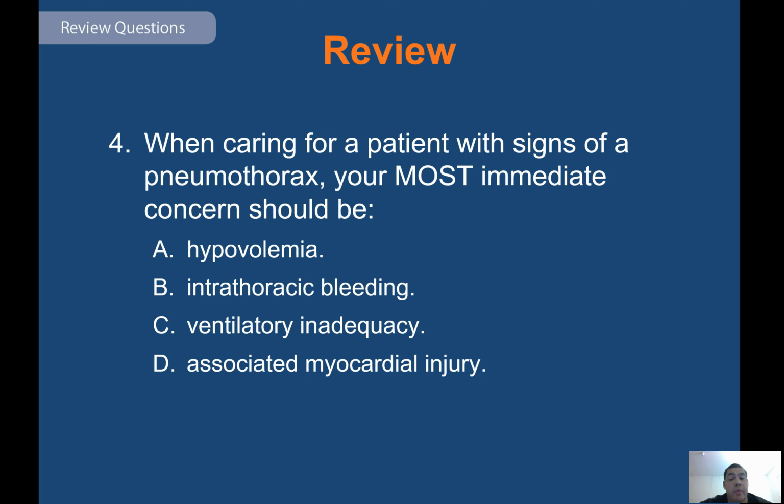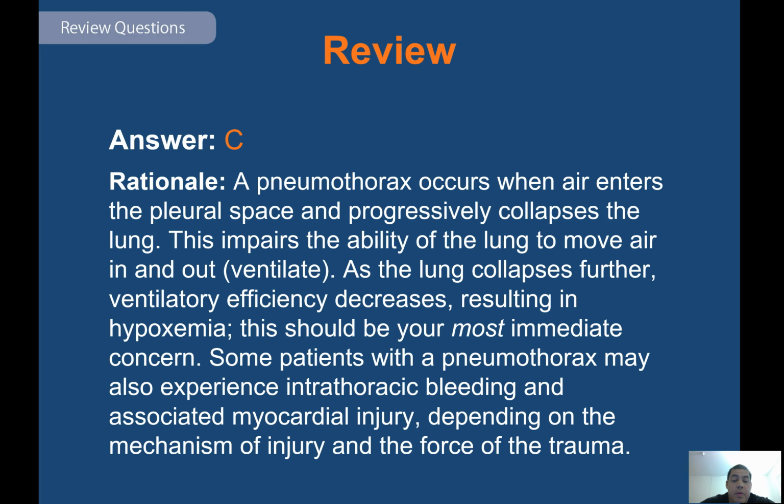When caring for a patient with signs of pneumothorax, your most immediate concern should be what? So C, a pneumothorax occurs when air enters the pleural space and progressively collapses the lung. This impairs the ability of the lung to move air in and out and ventilate. As the lung collapses further, ventilatory efficiency decreases, resulting in hypoxemia. This should be your most immediate concern. Some patients with a pneumothorax may also experience intrathoracic bleeding and associated myocardial injury, depending on the mechanism of injury and the force of trauma.